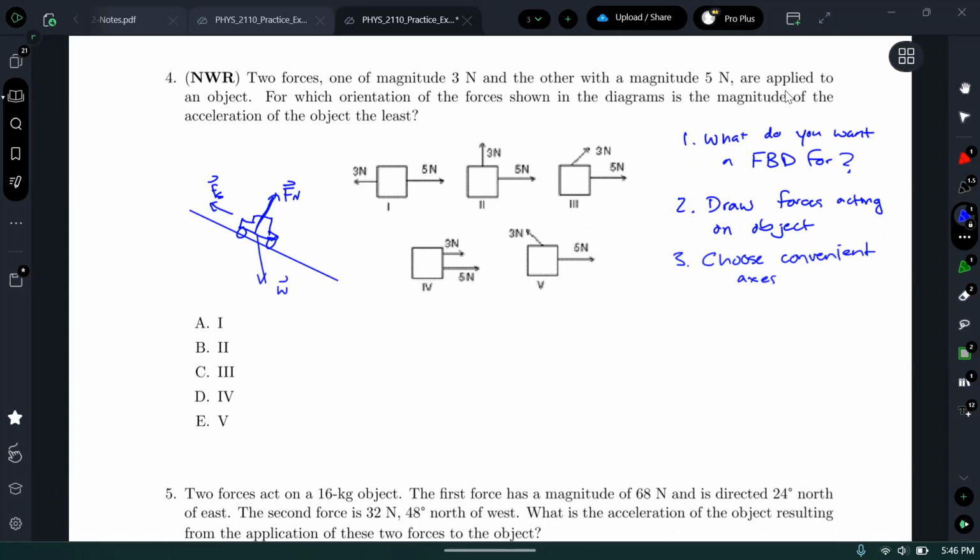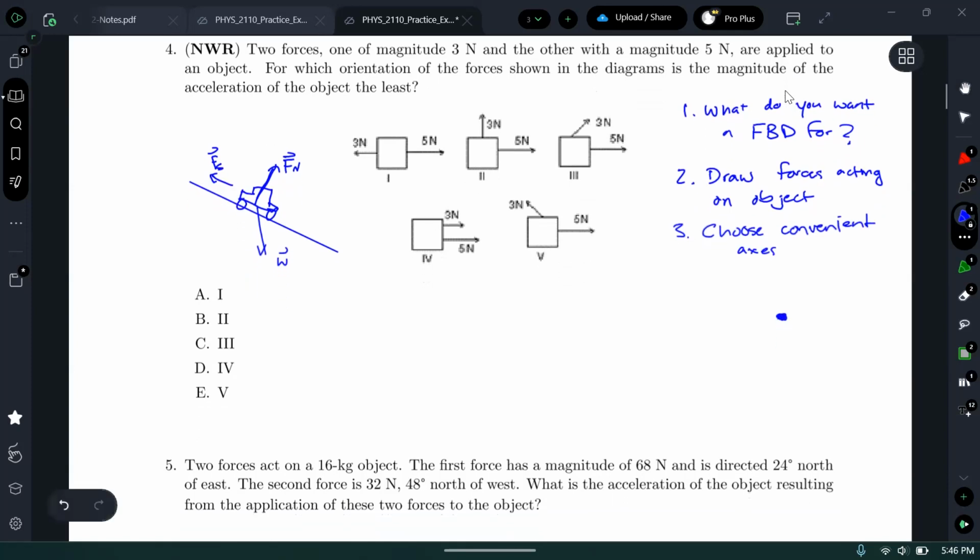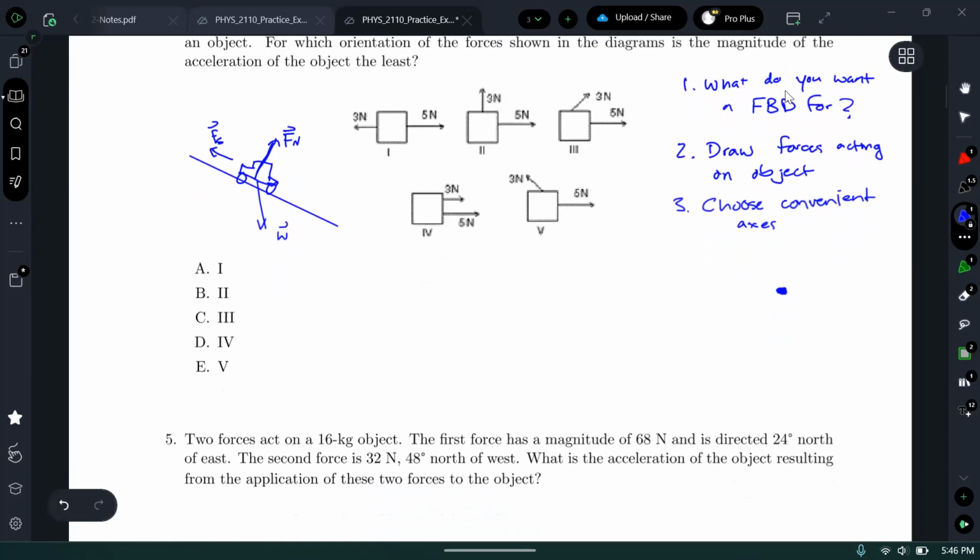So we isolate, I make that car into just a dot because I don't really care about the physical features of it as far as how it looks. I just care about the forces on it. A dot abstracts away all the unnecessary information about the car. So I've got the normal force, I've got friction, I've got weight, mg. And so I would choose axes.